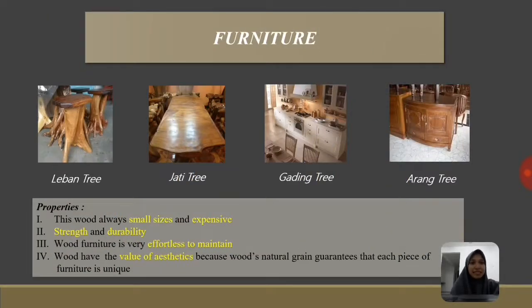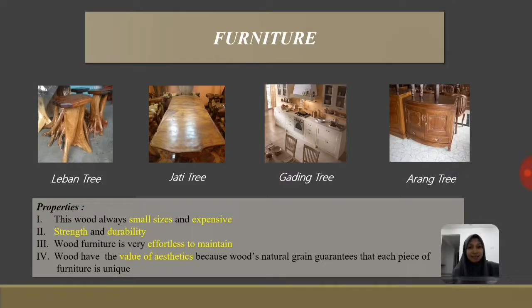First, furniture. There are 4 common trees that we use to make furniture. First, leban tree. Second, jati tree. Third, gading tree. And last, arang tree. The common types of tree that we use to make furniture are leban tree, jati tree, gading tree, and arang tree.